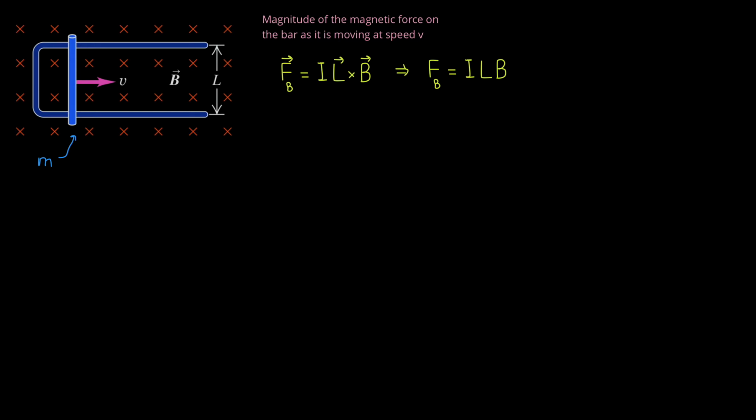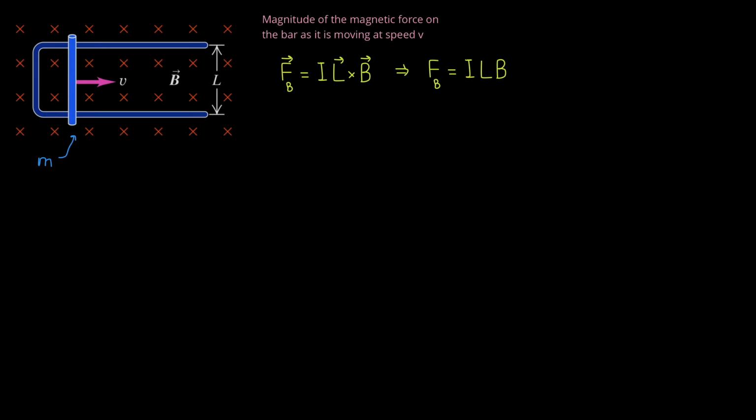Let's apply the formula for the magnetic force acting on a current carrying wire. In this case, the wire is the bar. F sub B is equal to I times L cross B. I is the current in the bar. L is the vector with magnitude equal to the length of the bar and direction pointing in the direction of the current in the bar. And B is the magnetic field vector.